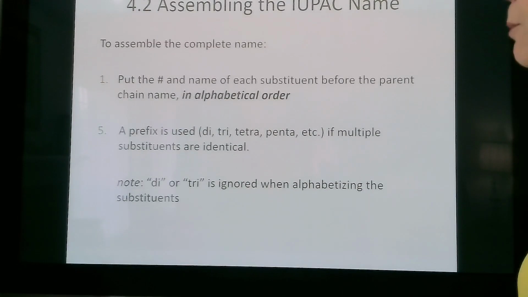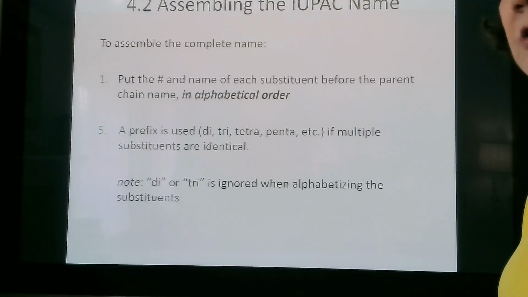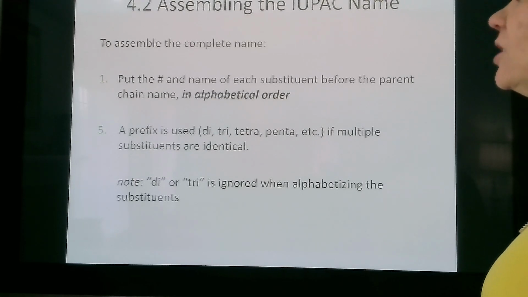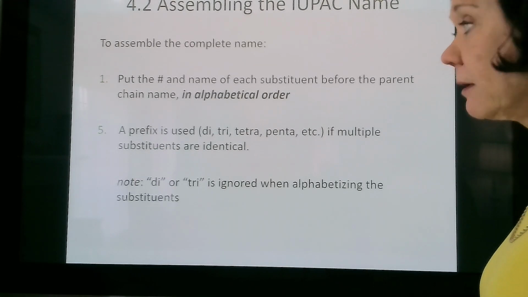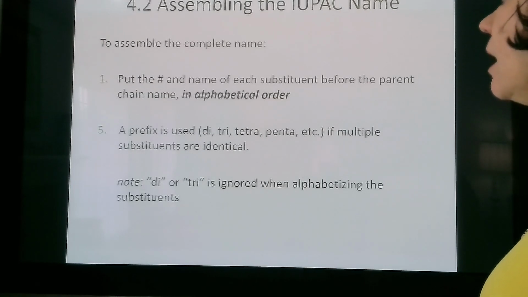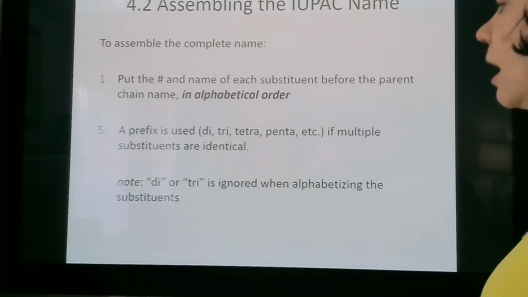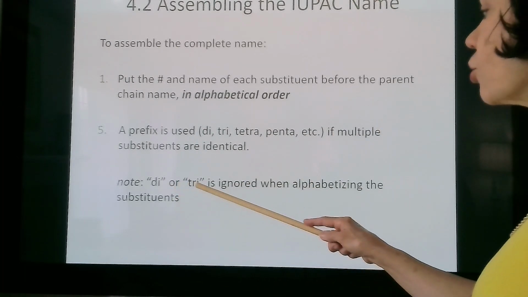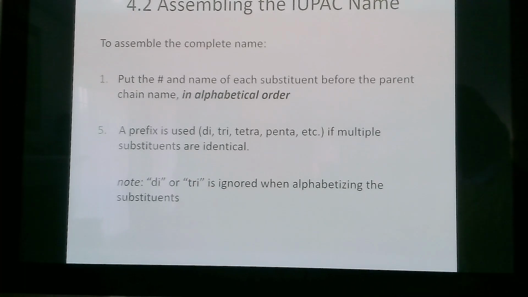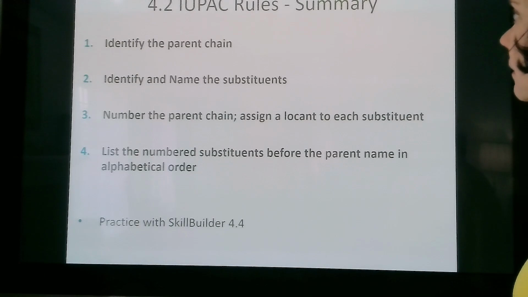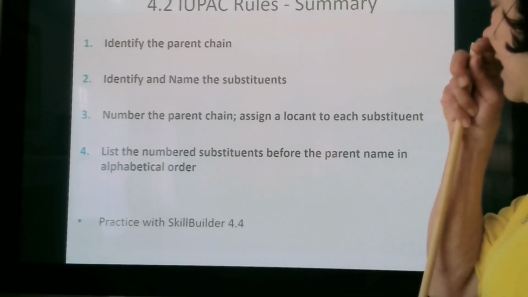To assemble the whole name, you put the number and name of each substituent before the parent. So these are prefixes. The number and the name of each substituent is a prefix. And you put them in alphabetical order, as you've seen me do a few times. A prefix is used, di, tri, tetra, penta, if multiple substituents are identical. Di or tri is ignored when alphabetizing the substituents, and so are sec and tert. Anything in italics is ignored.